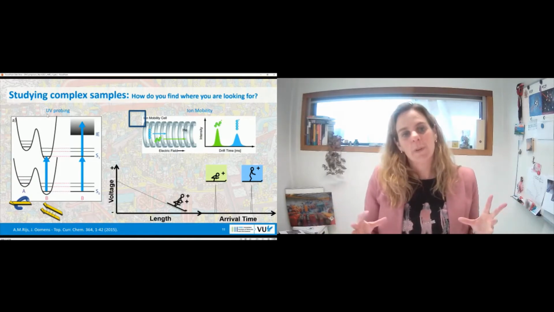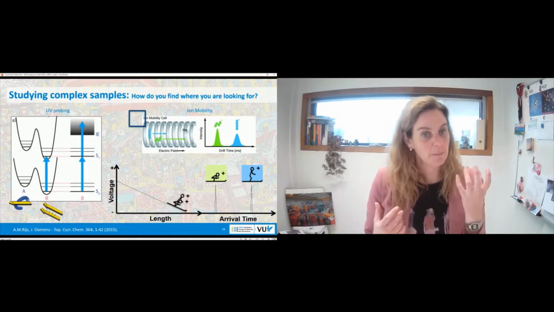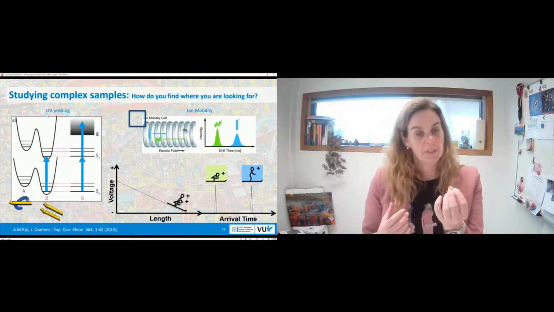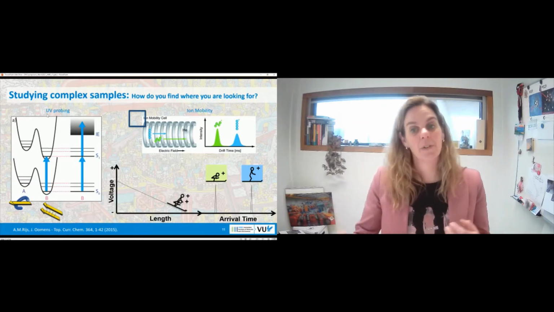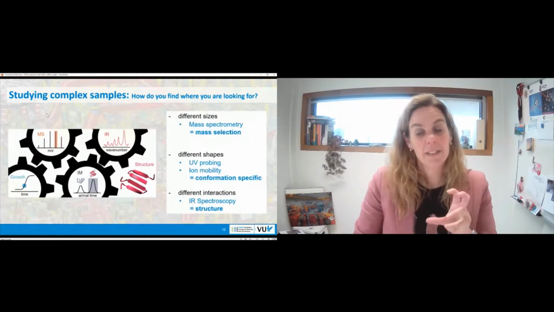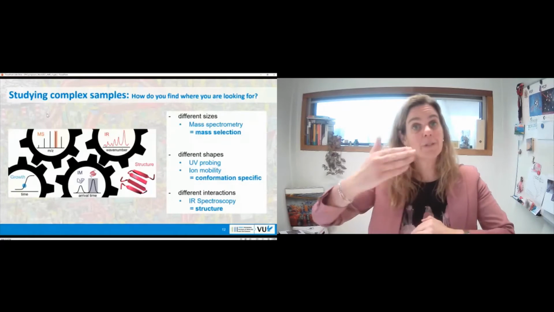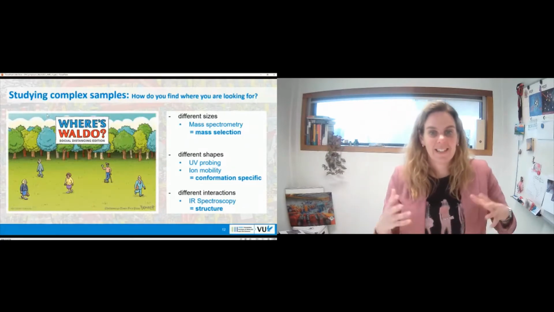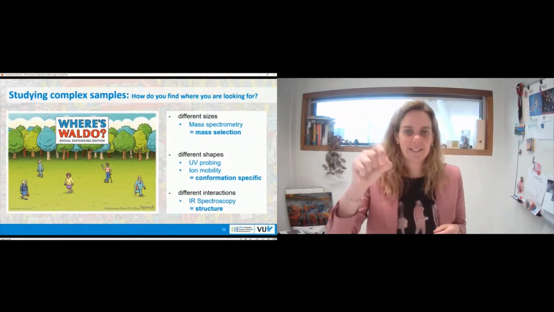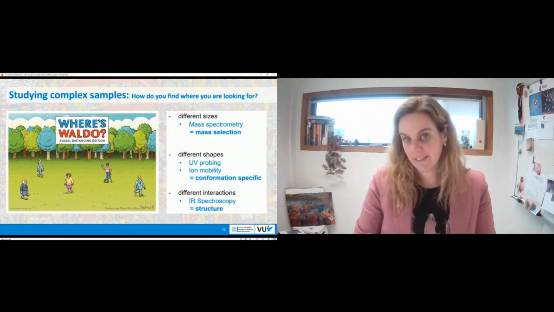So we will do this in our lab to combine these techniques that I mentioned. We combine MS, mass spectrometry, so we select a specific size. We use ion mobility to select a specific structure, and then we record the infrared spectrum. With this information, we get the structural information of our species. Then we have to repeat it for every step in the aggregation curve. So in the end, we get the situation we have now: we can select very specific Waldos under COVID conditions.